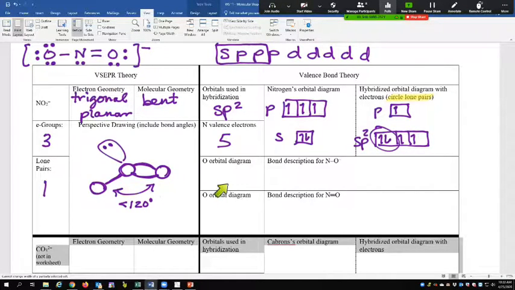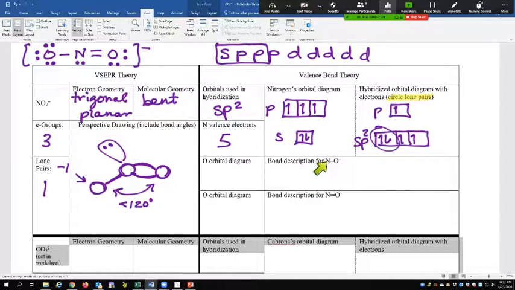Now, there are 2 different oxygen orbital diagrams here because these 2 oxygens are not in the same situation, right? One has a double bond, one has a single bond. And so we need to think about the formal charge on those guys. This oxygen here has a -1 formal charge. The nitrogen and the other oxygen are 0.